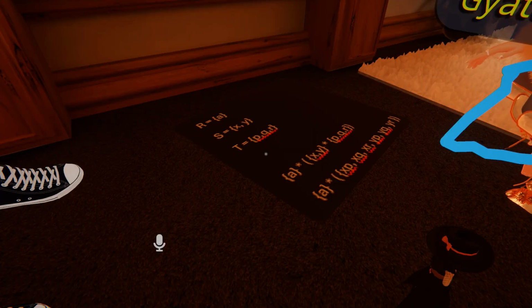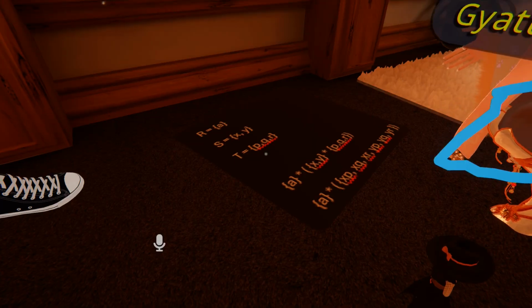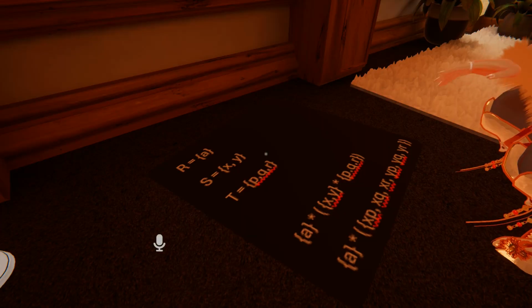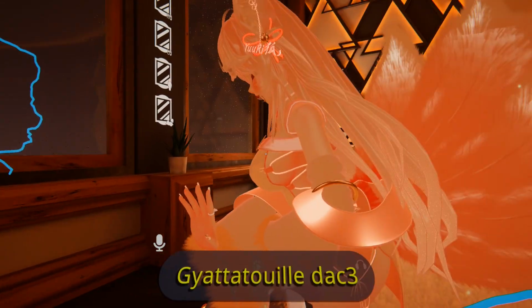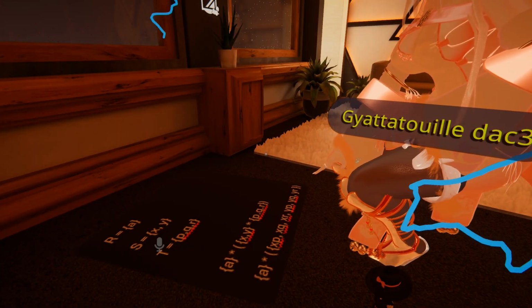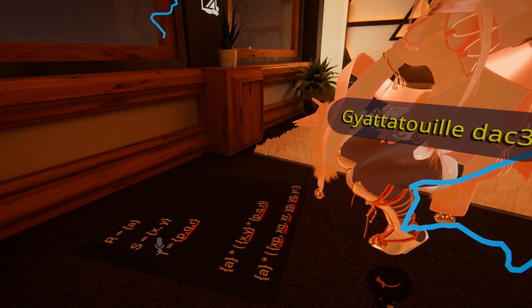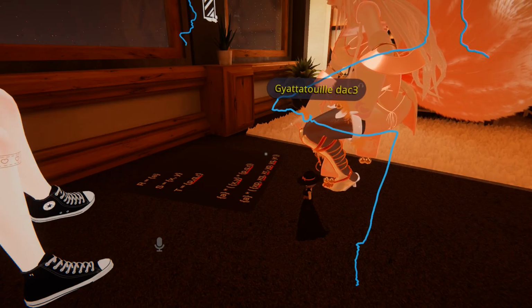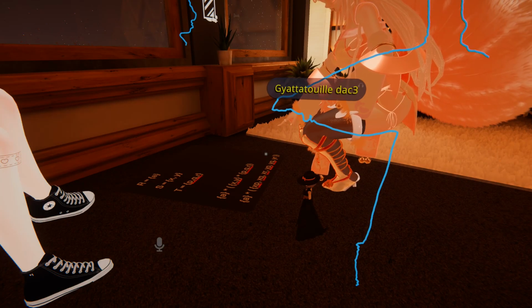Okay, so you're telling me I don't have enough data to solve this problem. You do not have enough data to solve this problem. The main variables. Hold on, one second. So A is R equals A. Yeah, no, you don't have enough data to solve this. Hold on. A times S times T.